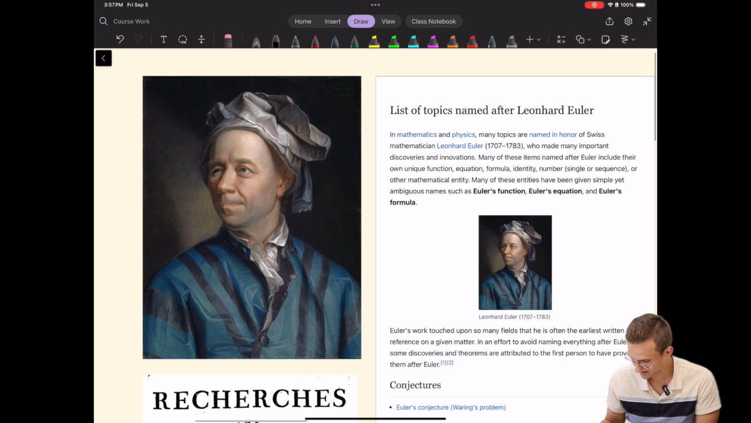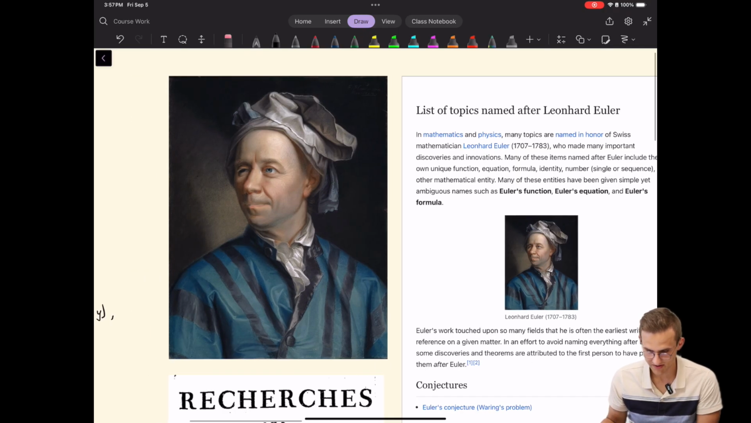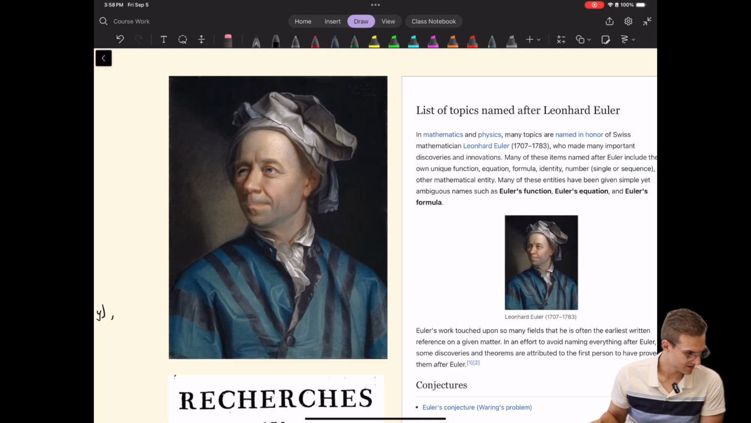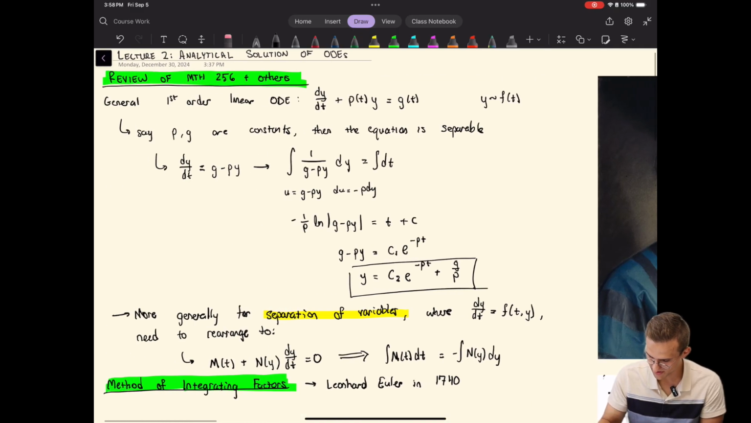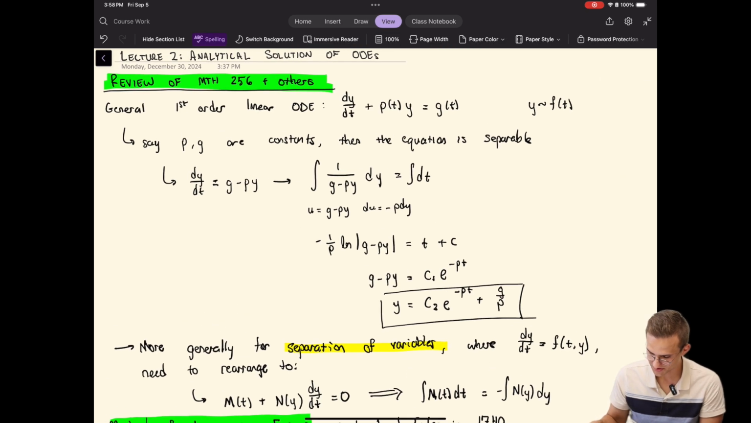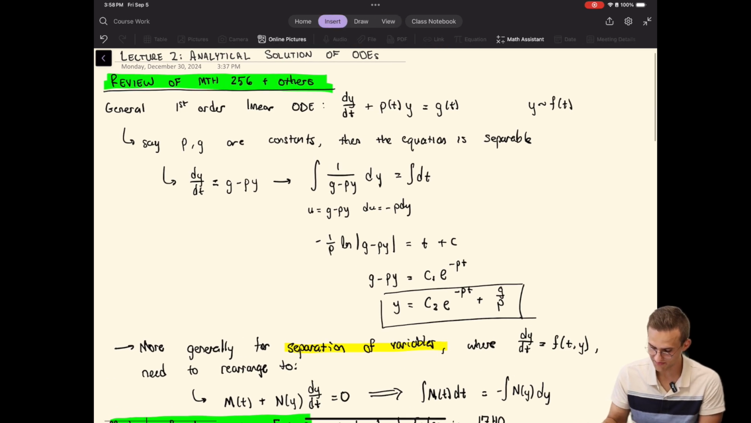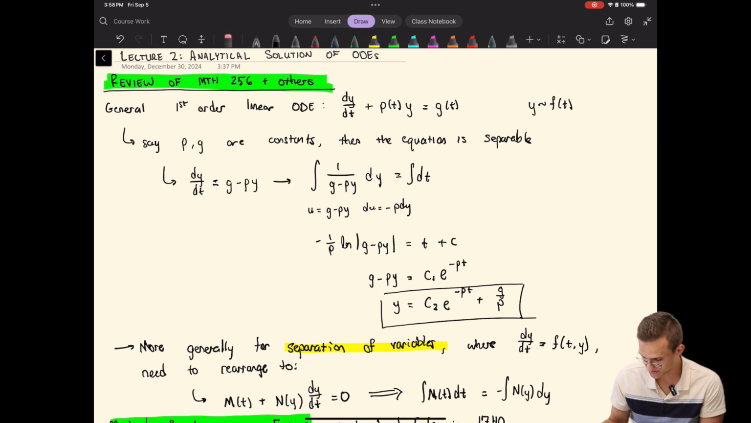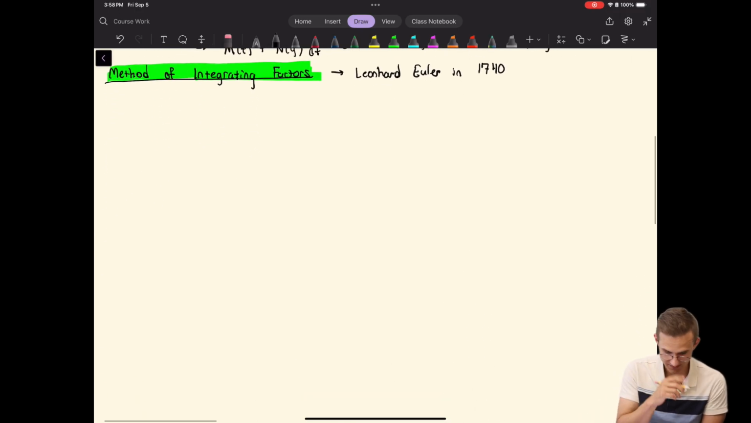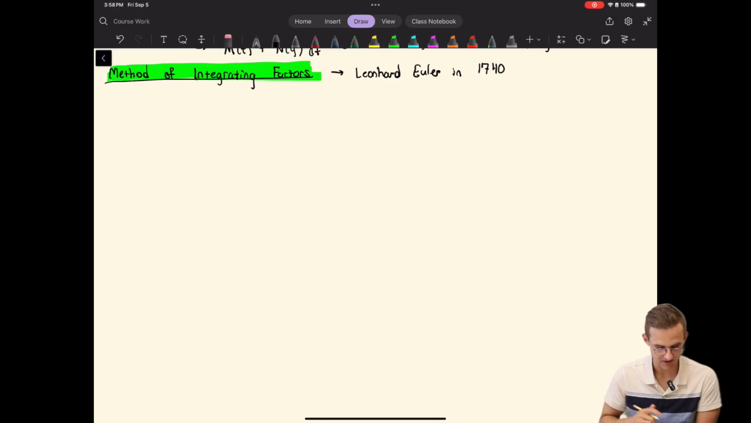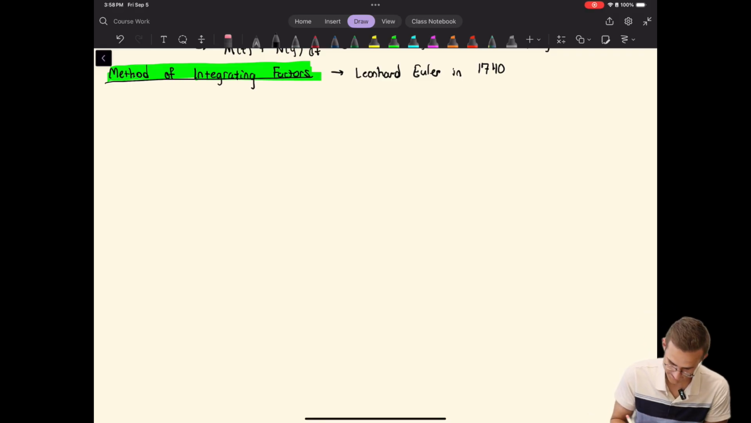That's a very, very interesting person. I mean, I think he worked out the orbit of the moon in his head after he had gone blind. So he was barely human, but due to his work, we can solve differential equations and do all sorts of different things in mathematics using the discoveries that he made. But today, the first thing that we're going to learn that Euler developed was the method of integrating factors.